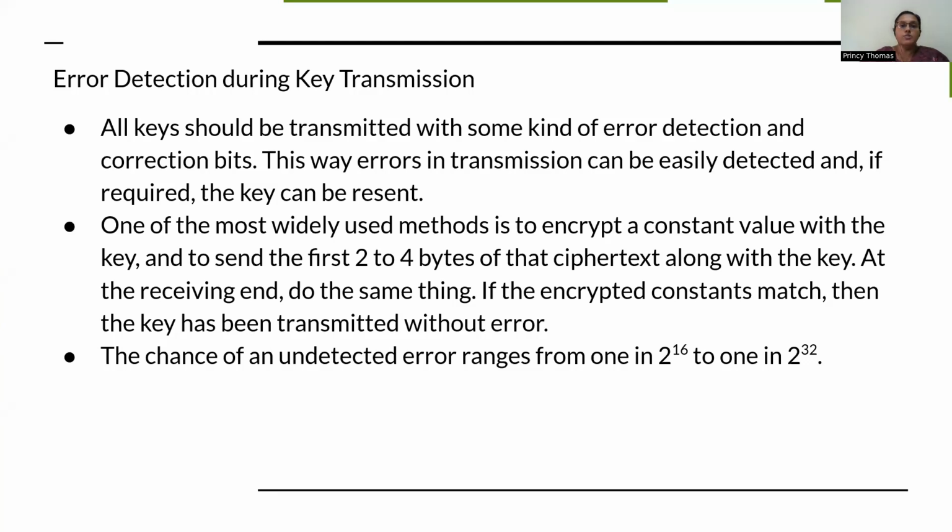Another widely used method is to encrypt a constant value with the key and to send the first 2 to 4 bytes of the ciphertext along with the key. At the receiving end, the key will again be used to encrypt the same constant value, and these 2 to 4 bytes are rechecked to see whether there has been any error in transmission. The chance of an undetected error ranges from 1 in 2^16 to 1 in 2^32. So the chance that the error does not get detected is very small.